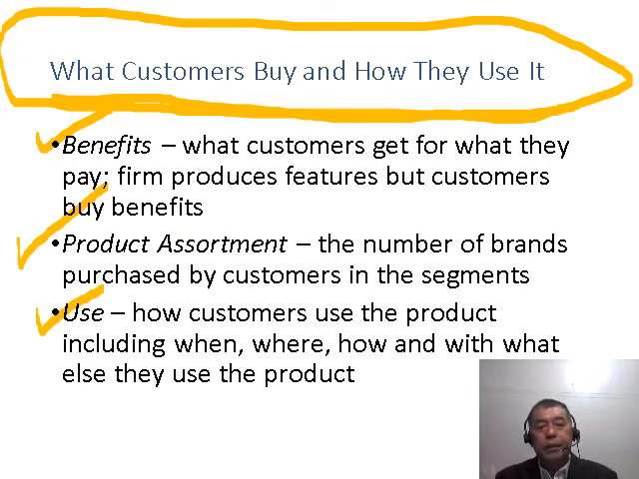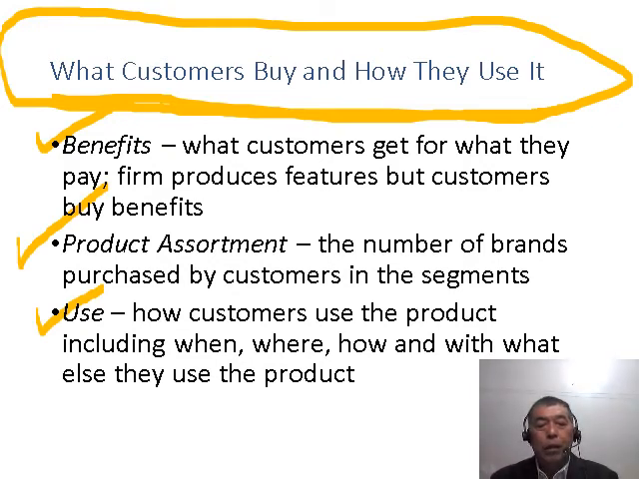The other segment is about product assortment, the number of brands purchased by customers in that segment. Let's say, for example, Procter and Gamble. Procter and Gamble has a lot of product lines and product mixes. So you have different brands that compete in the market, but there is only one sole owner, which is P&G.